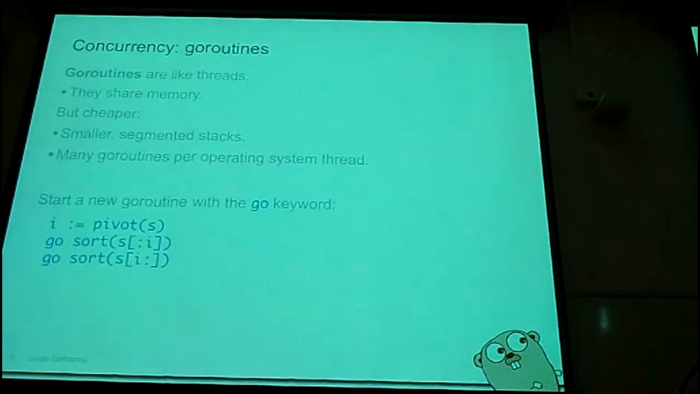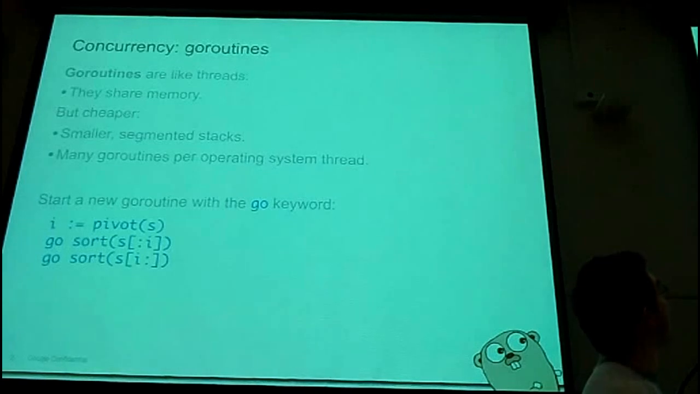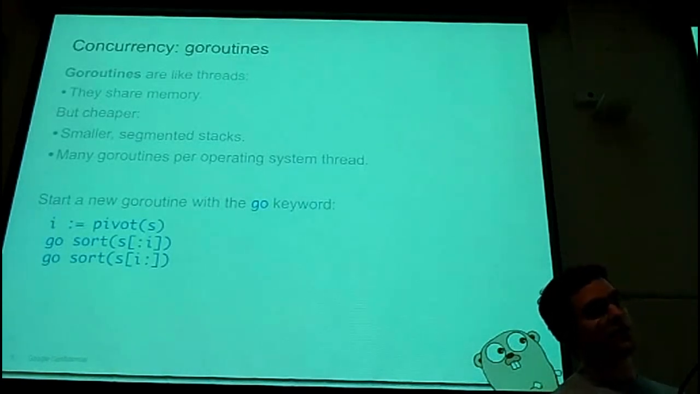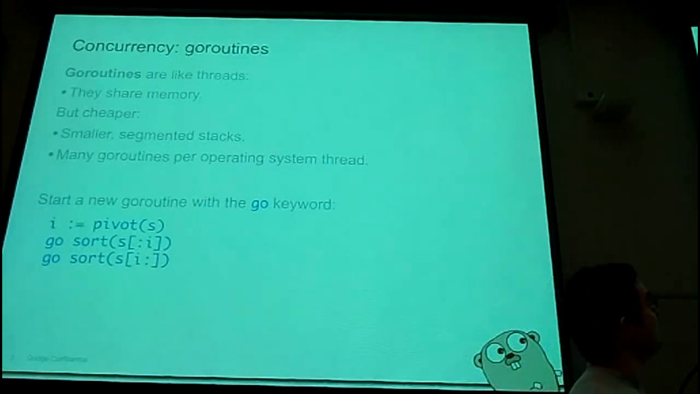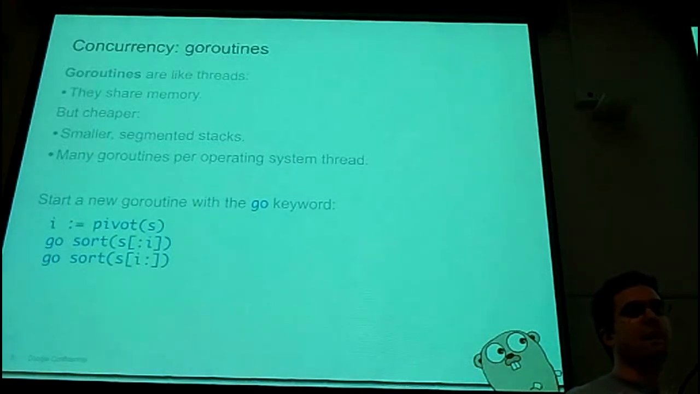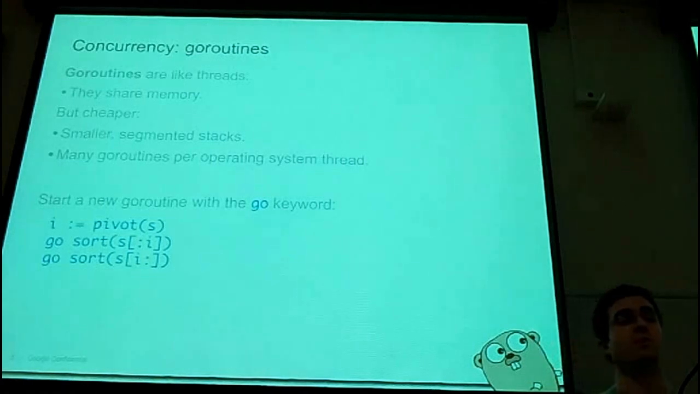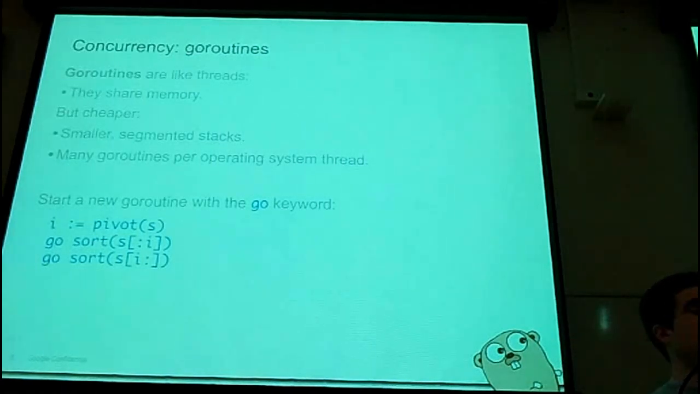So what's a goroutine? A goroutine is like an operating system thread in the traditional notion of threads in that they share memory with other goroutines. All the goroutines in a particular process share the same memory space. But they're cheaper than operating system threads because they have smaller segmented stacks. Each goroutine weighs in at about 4K. And if the stack grows, it can grow organically, up until you run out of heap. Operationally, you have many goroutines per operating system thread in your program. You might have as many OS threads as there are processors in your machine, so you have CPU parallelism, but then the goroutines are scheduled concurrently across those threads by the Go runtime.